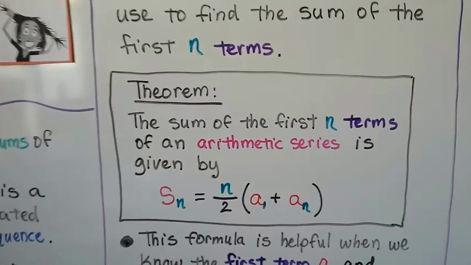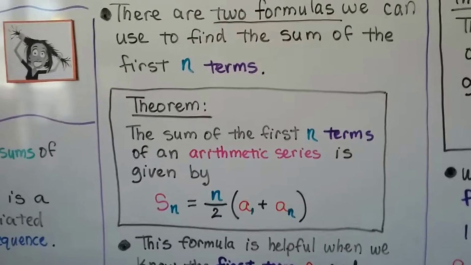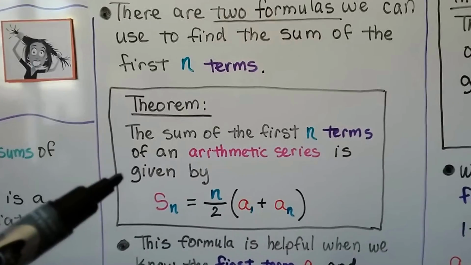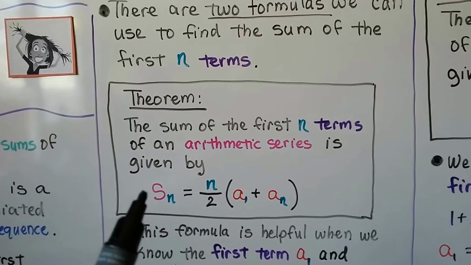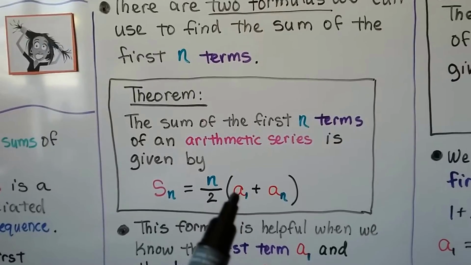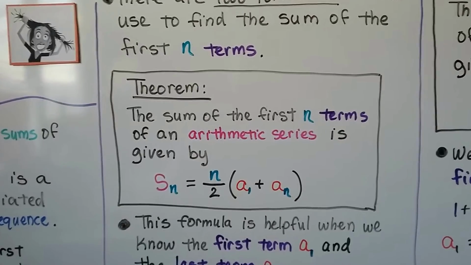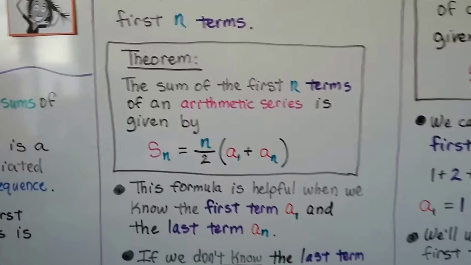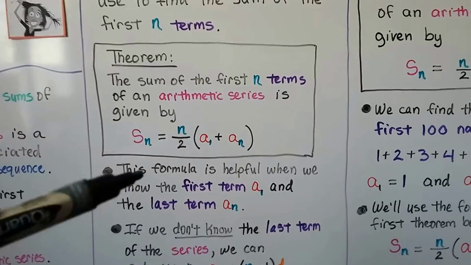And there are two formulas we can use to find the sum of the first n terms. Here's the first one. The sum of the first n terms of an arithmetic series is given by this formula. So this is when you know the first term and the last term. That's when you would use that formula. And it's helpful, remember, when you know the first term and the last term.